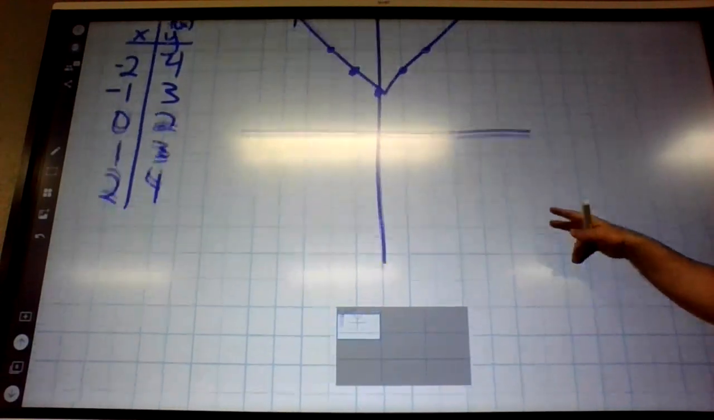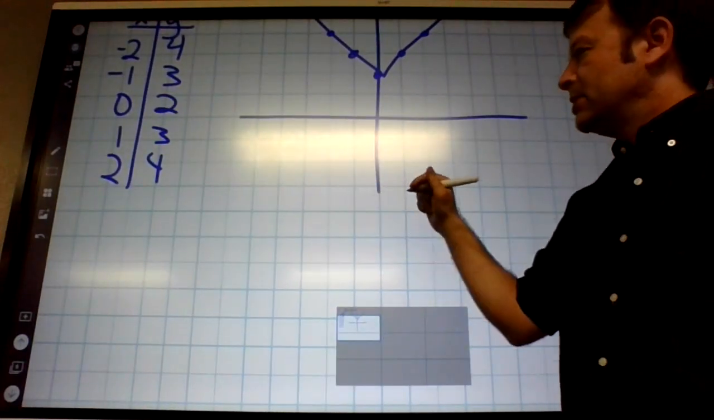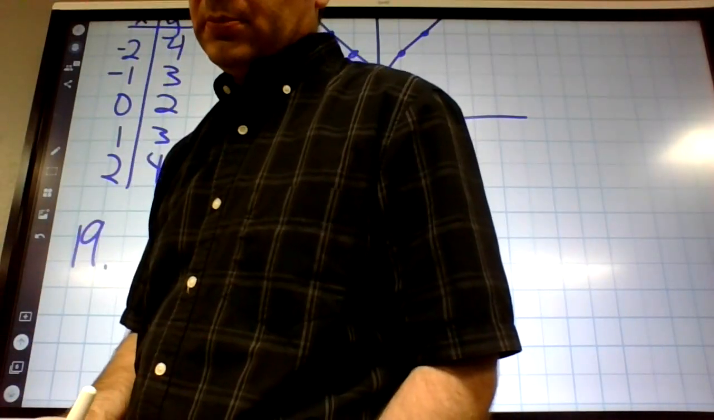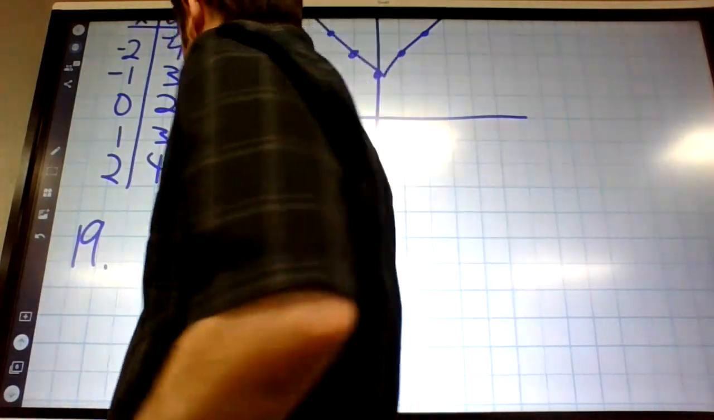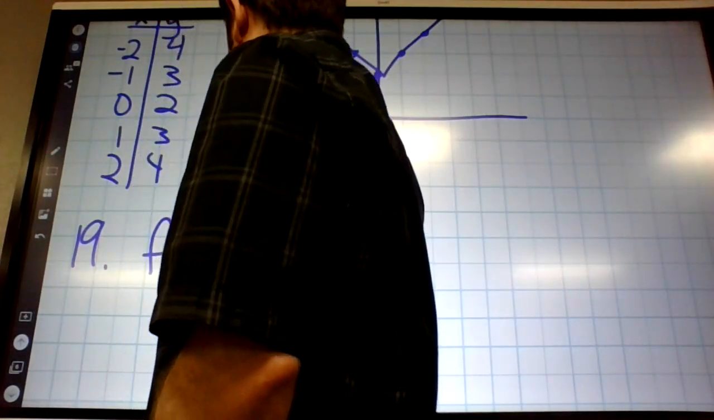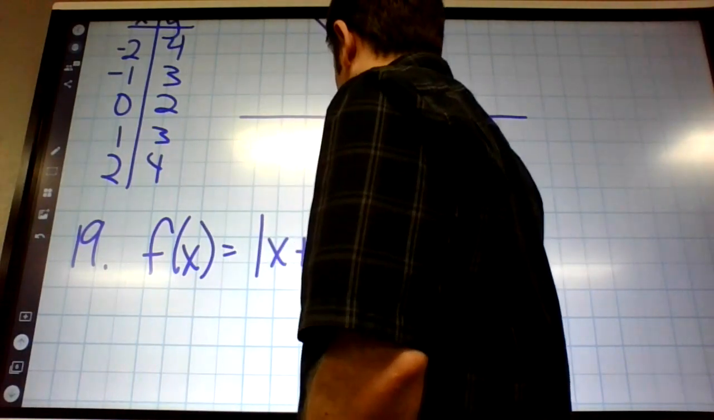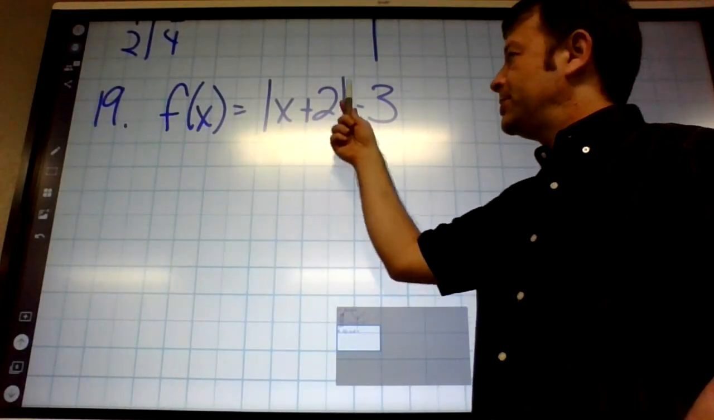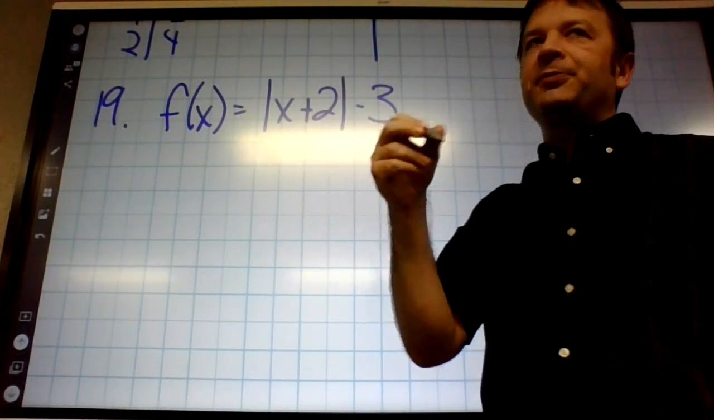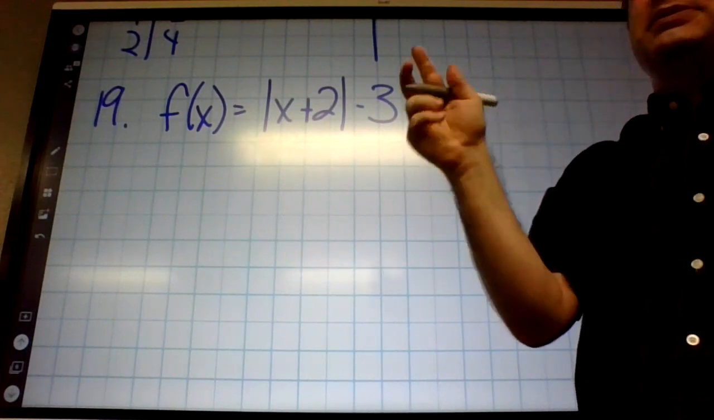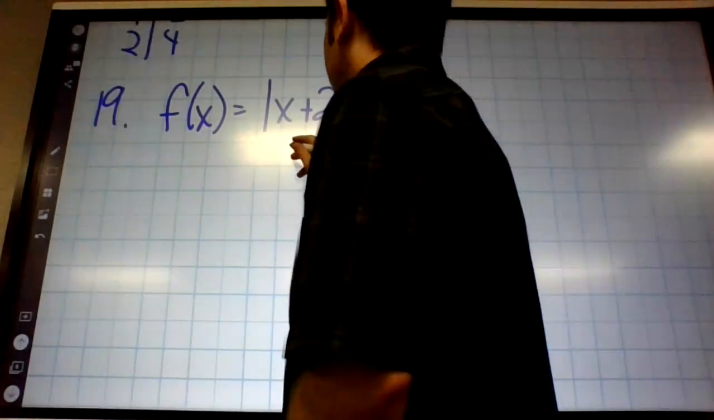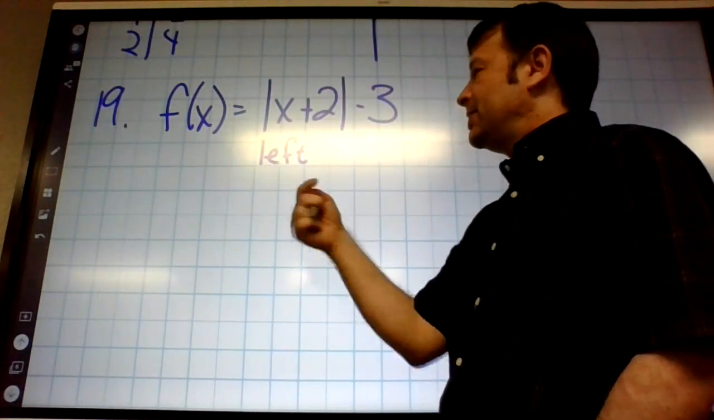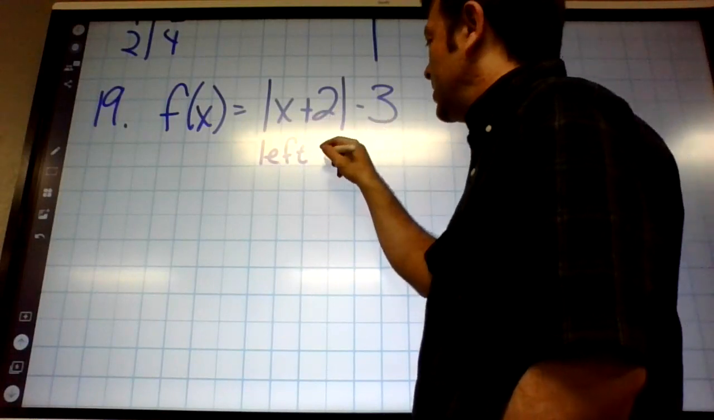Okay, 19, kind of the same thing. F of x equals absolute value of x plus 2, minus 3. All right, what is this plus 2 going to do to the graph, inside the absolute value, right next to the x? Left 2. So when it's directly on the x, it affects the x motion, the left to right motion, but it does the opposite. So instead of going right 2, it's actually left 2.